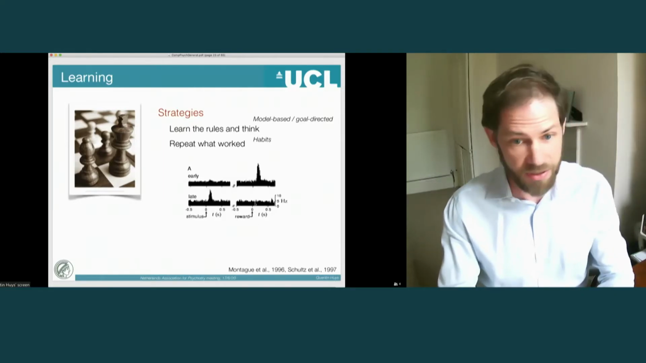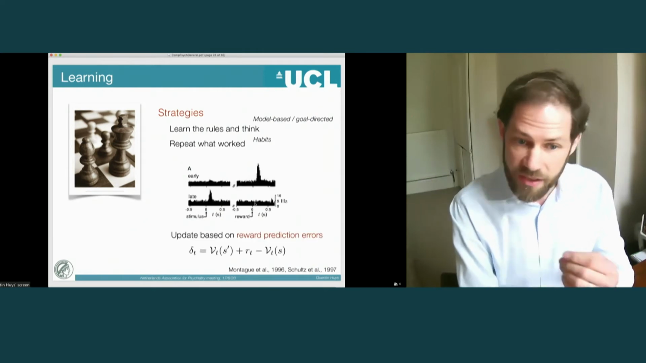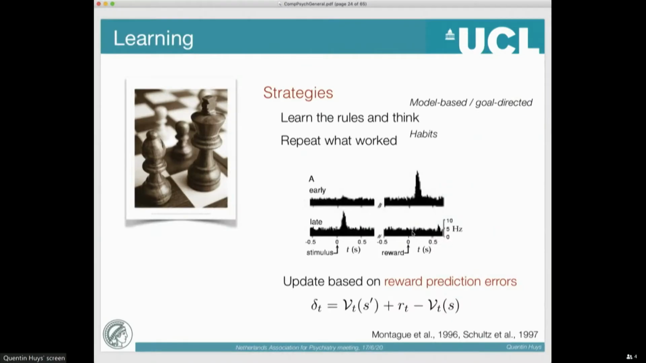Strikingly, neuroscience of the past two decades has shown that the brain implements a particular neural signal that we need to acquire this habit. So if we record from the dopamine neurons of the midbrain, this is classical work by Wolfram Schultz and others, we see that early on in training, there's no response to a stimulus, but there is a response to the reward that comes after the stimulus. But later on in learning, these dopamine neurons respond to the onset of the stimulus, but they no longer respond to the reward. And the theory that explains this behavior is that of reward prediction errors.